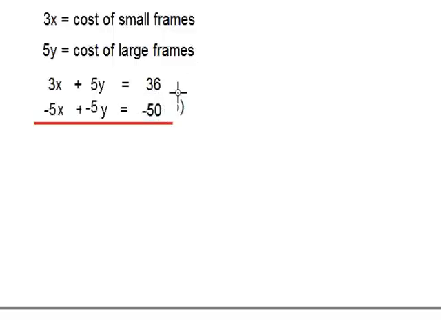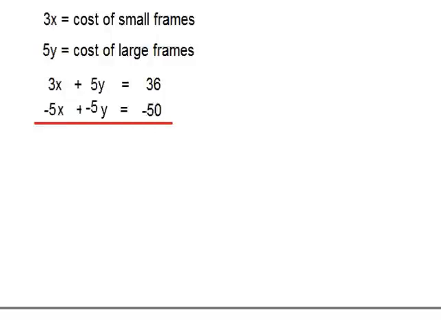Okay, let me erase this. Alright. So when I add these two things together, well, that's going to be 0. And then 3x minus 5x, that's -2x. Remember, when the signs are different, you're going to subtract and it keeps the sign of the larger number. Here, once again, 36 minus 50. Signs are different, so you're going to subtract. 50 minus 36, that's 14. And it takes the sign of the larger number, so it's going to be -14.